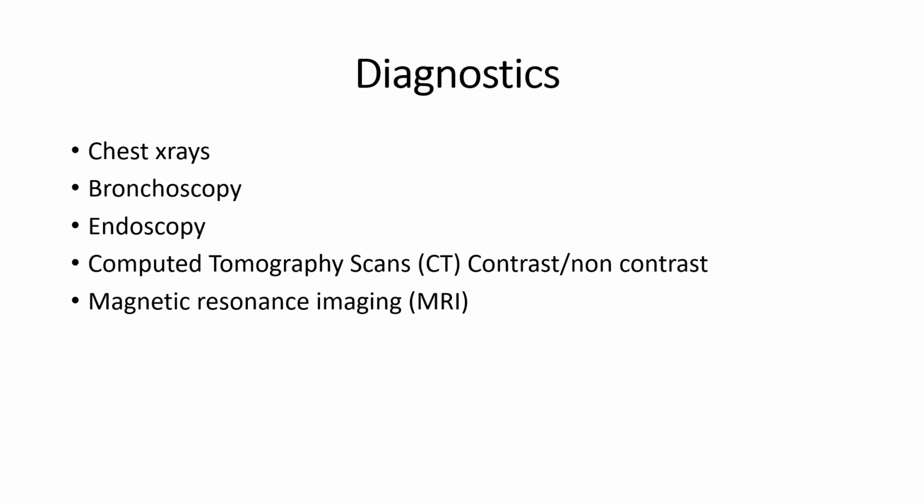Again, endoscopy gets a little bit deeper into the GI tract. You can see a little bit better picture there, especially if we're thinking something's going on more GI. CT scans are great. They can be contrast or non-contrast. They give us more of a multi-dimensional image of certain parts of the body, as well as MRIs, magnetic resonance imaging.